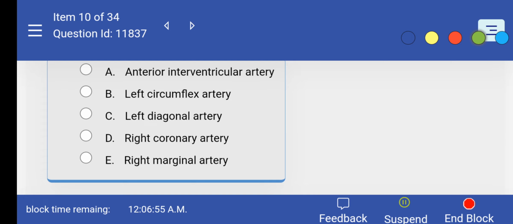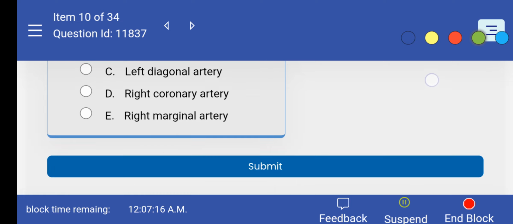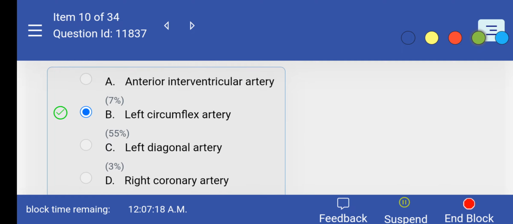In this case, in my opinion, this is left dominant. So this would be the branch of what do you think? This would be the branch of the left circumflex artery. Let us see. Yes, it's right, because it is left dominant. So let us see the explanation.